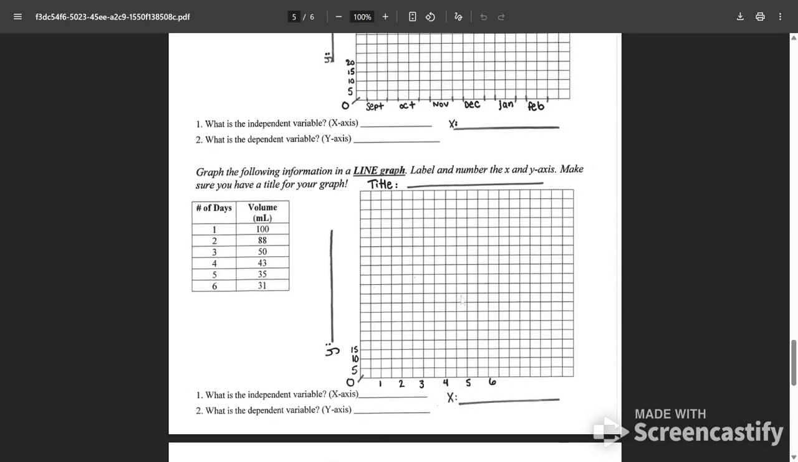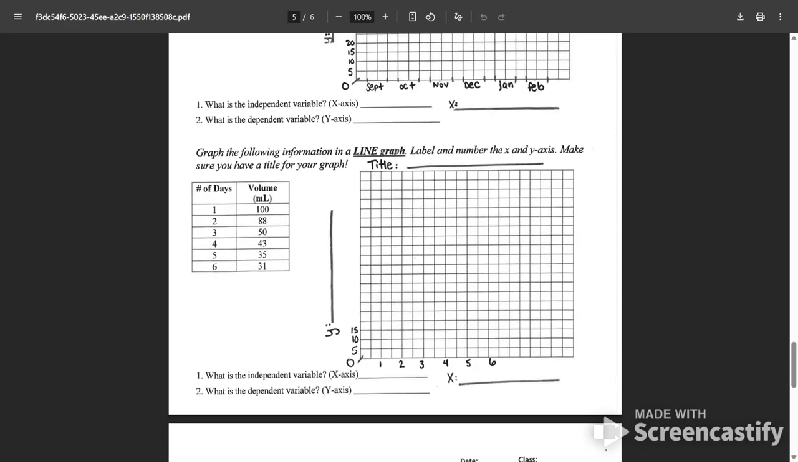For this one, you're kind of more on your own. I set up the numbers, you create your own title, you're going to put your labels, and then you need to count up by 5s, and this is a line graph, so I should see those little dots and the line connecting at the end.